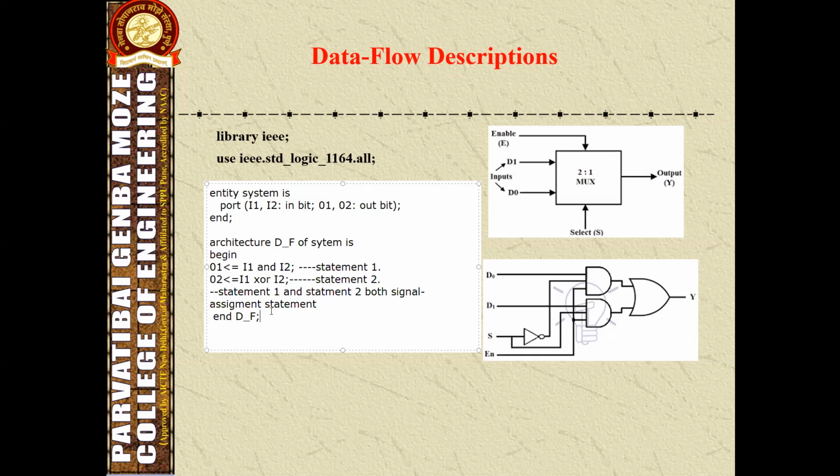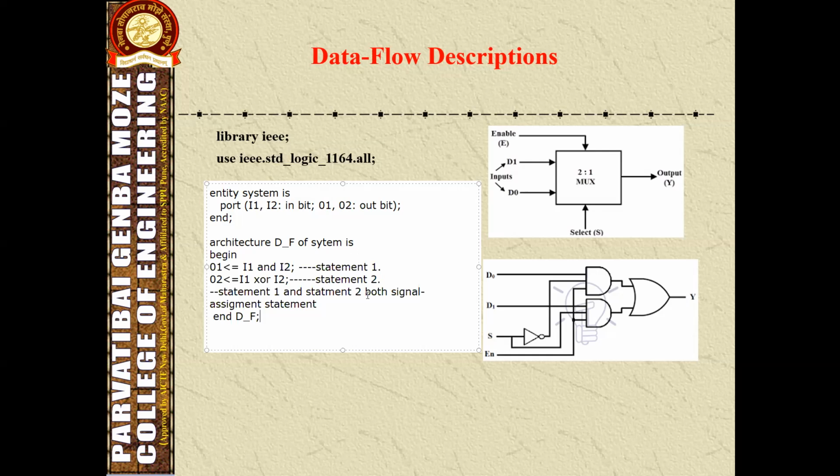This is the architecture, how the inputs are operating. They're simply being assigned here. So here is the HDL code for describing the system; the example name is a system. We have mentioned in the entity, using data flow description. The entity name is a system, and there are two input terminals I1 and I2 and two output terminals, O1 and O2.